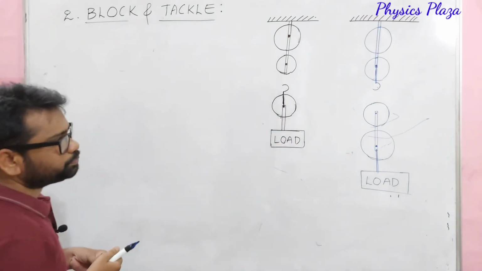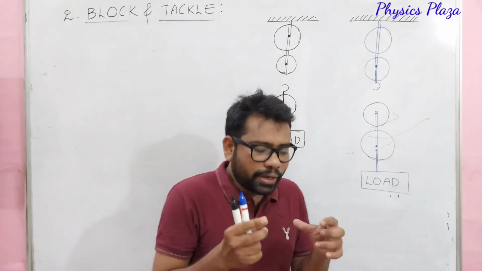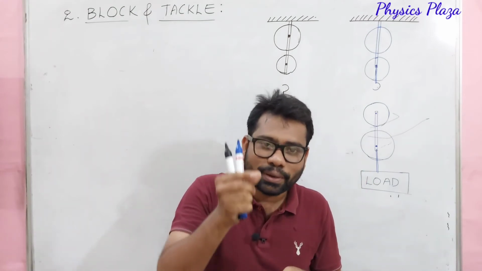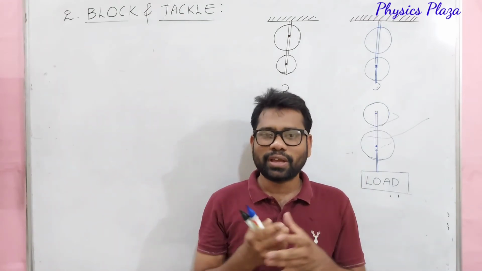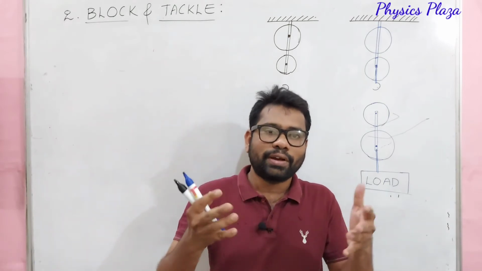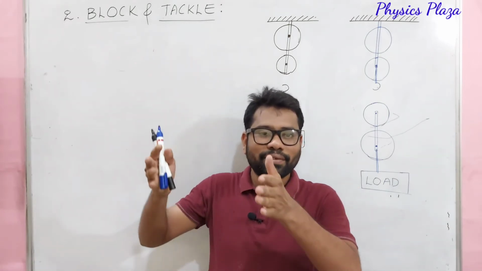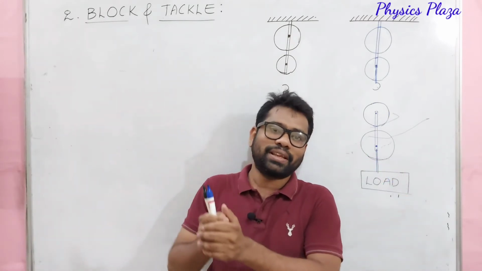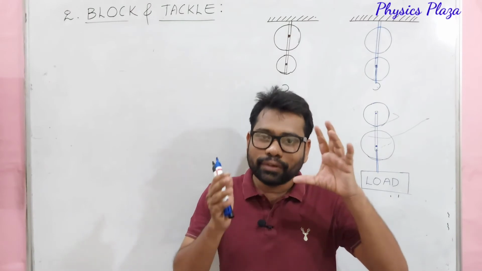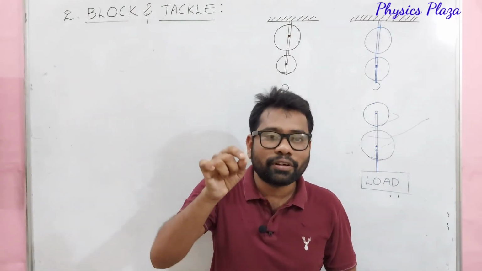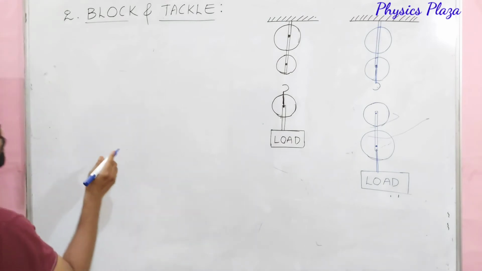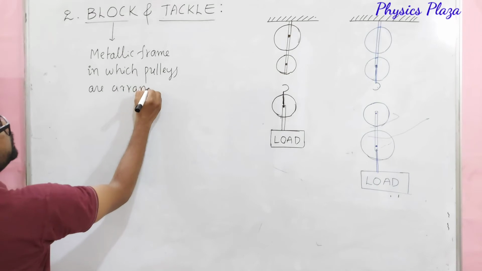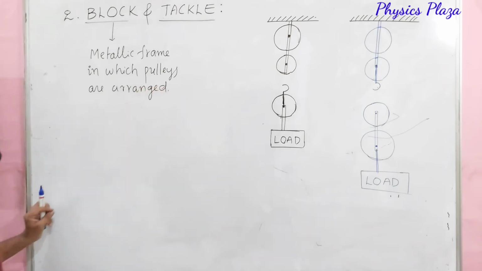Children, if you can see here, how are we going to arrange all the pulleys? The different pulleys are arranged in different blocks. Some metallic frames will be there. Just imagine, nowadays we almost all have apartment culture. There also we will have different blocks, and in different blocks different flats will be there. Like that, in each and every block we are going to arrange a number of pulleys. So first of all, what does a block mean? A block is a metallic frame in which pulleys are arranged.